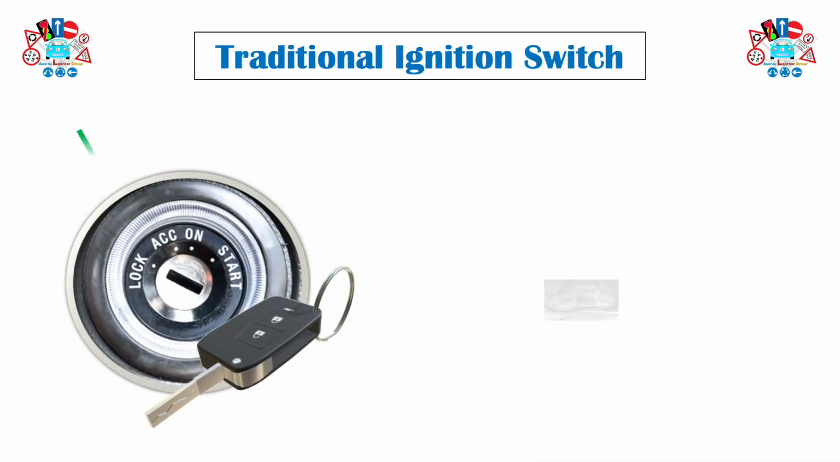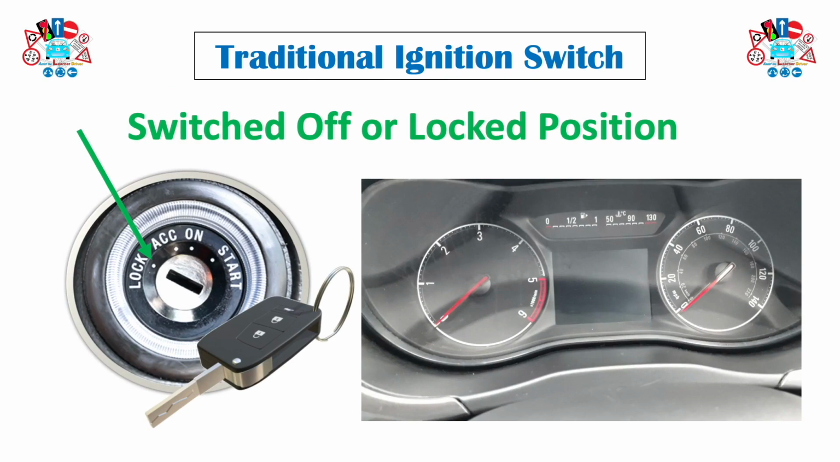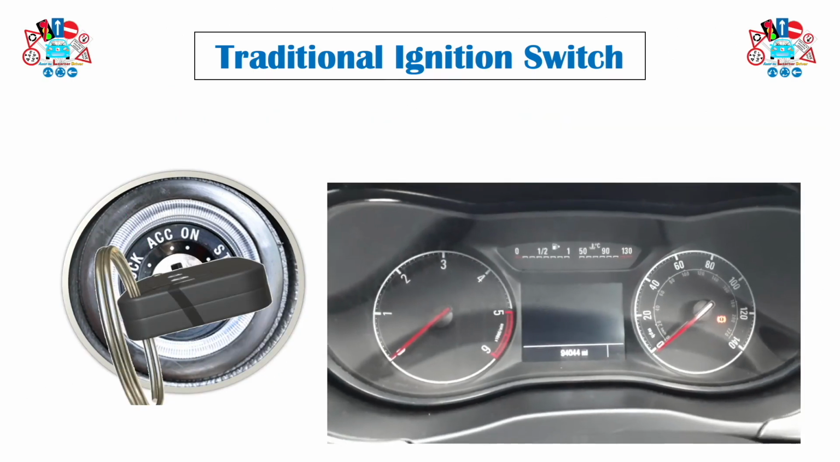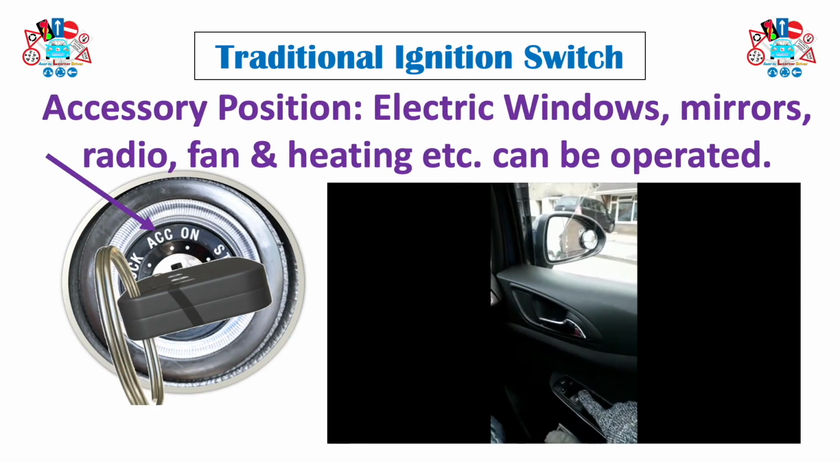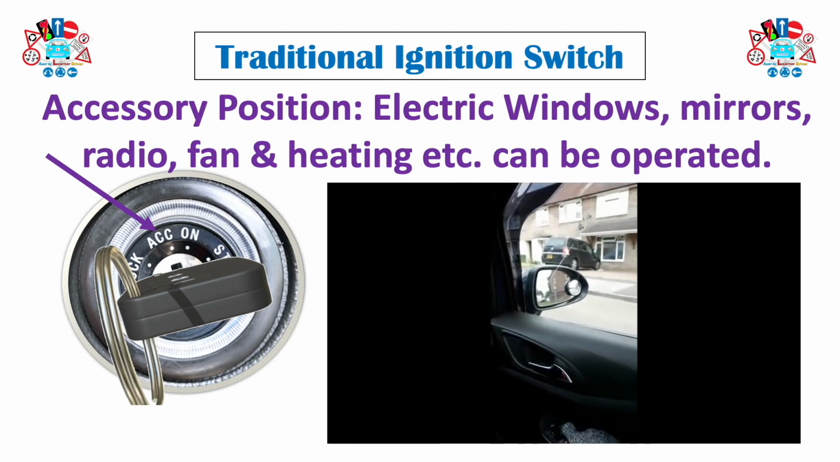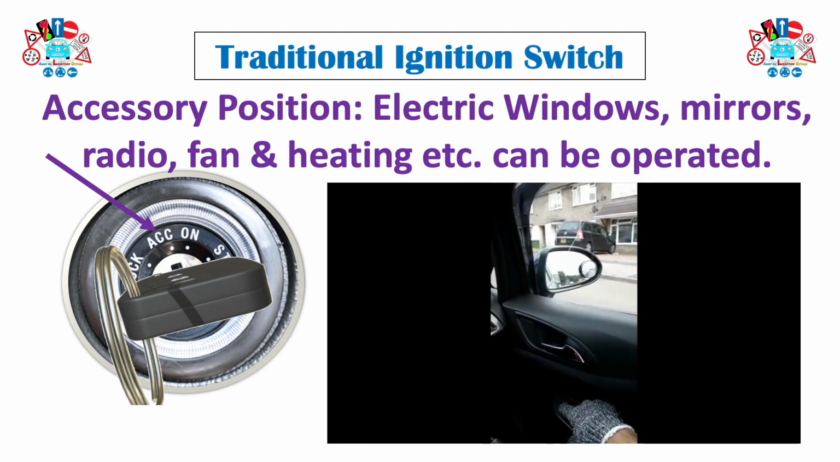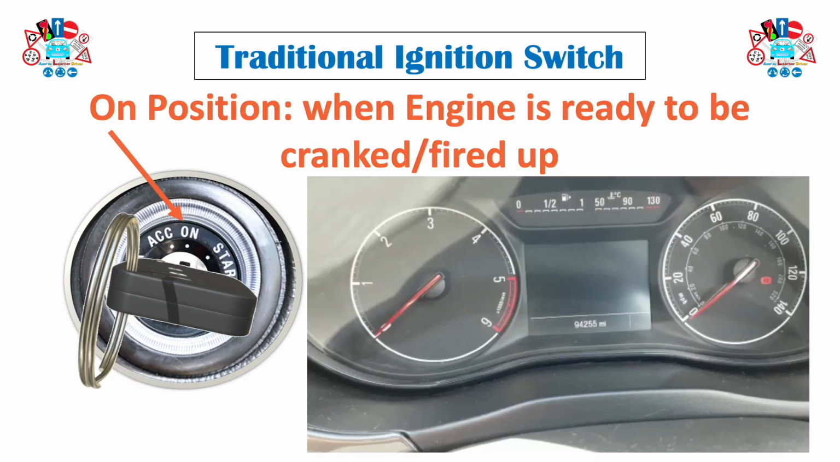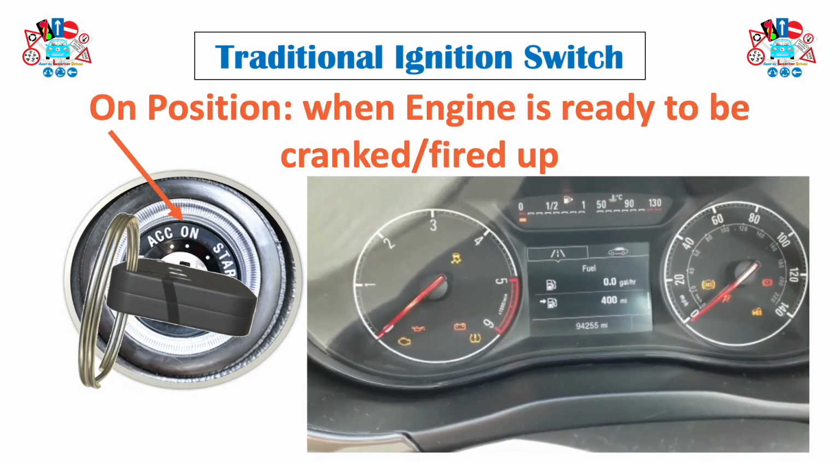Traditional ignition switch. Switched off, position 0, where the key goes in and comes out in the end. Accessories, position 1, where all electrics such as windows, mirrors, fan, radio etc. can be used. On, position 2, where the engine is ready to be cranked.